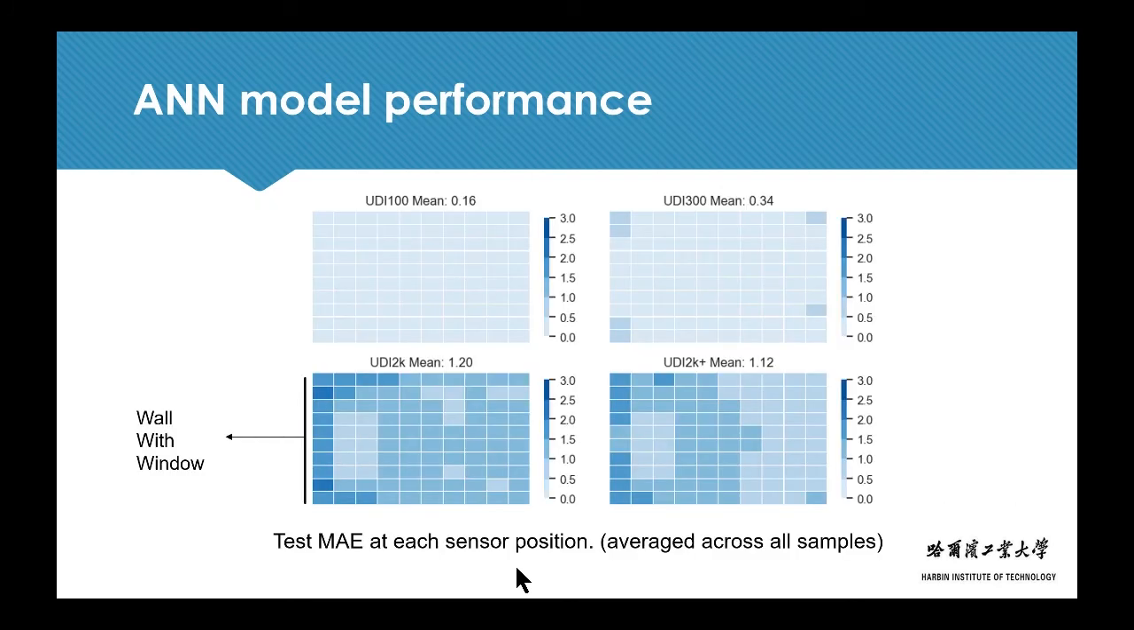To further understand the error distribution in the whole space, we created an error map of each individual value by averaging the mean absolute error of all samples. Spatial distribution reveals that the error mostly occurred on UDI 2000 and UDI 2000 plus prediction. Also, the points near the window's opening and the corners tend to have higher errors. It may result from the fact that the change of window's width or height will drastically influence the illuminance values near the windows, making them harder to predict.